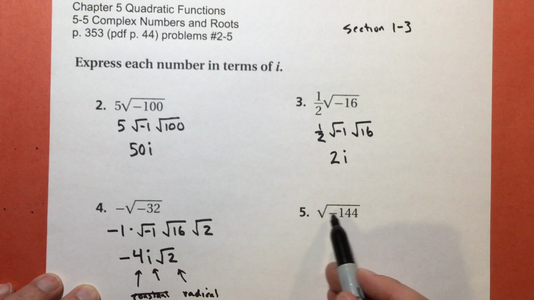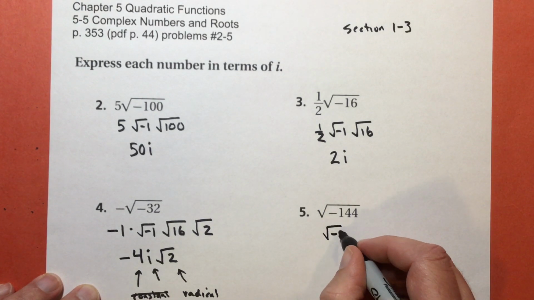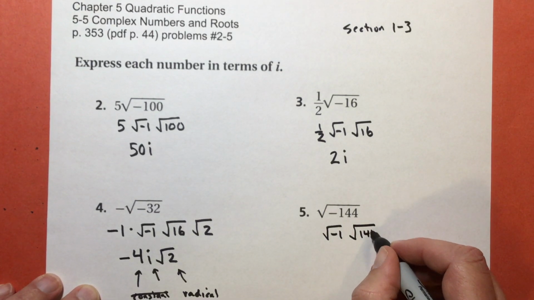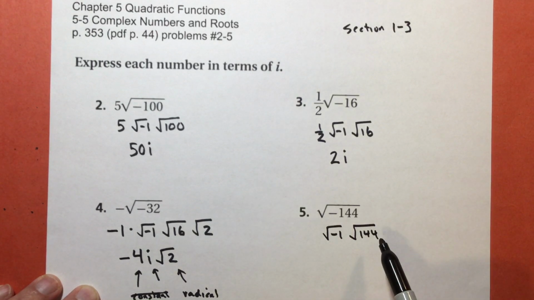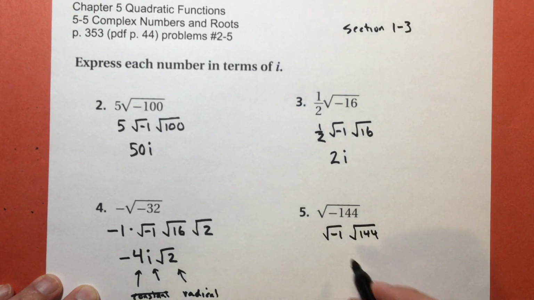All right, square root of -144. This is the square root of -1 times the square root of 144. I know my perfect squares, and I know that that is 12. So this is just 12I.